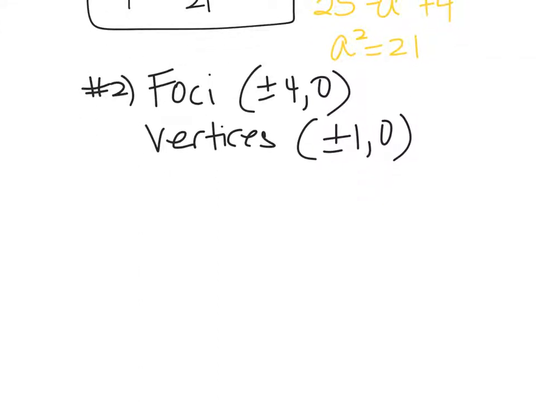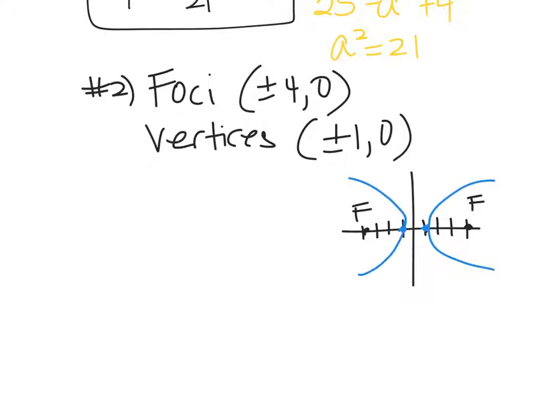Foci and vertices. Okay, so my suggestion to you is to draw a picture of this. Don't start by going right to your equation, because we don't know if it's x squared first or y squared first, okay? So we're going to go to foci, which are at 1, 2, 3, 4 in each direction on the x-axis. So those are our foci. And then our vertices are just 1 in each direction. Okay? And so this graph is going to open left and right. That's our hyperbola. It could be wider or skinnier, it doesn't matter. That's like a sketch of it, a little rough draft, if you will.